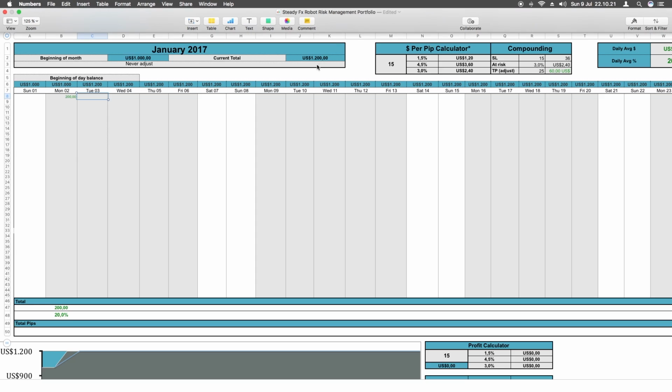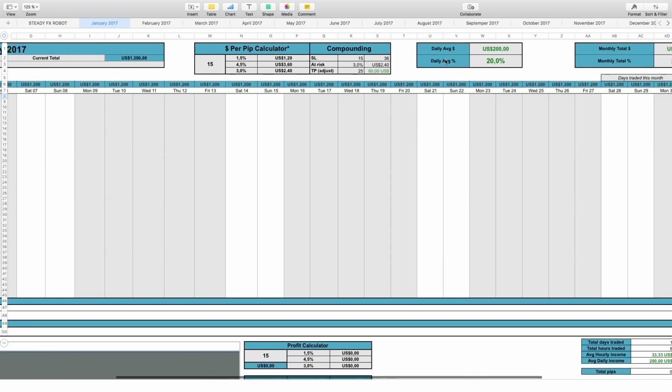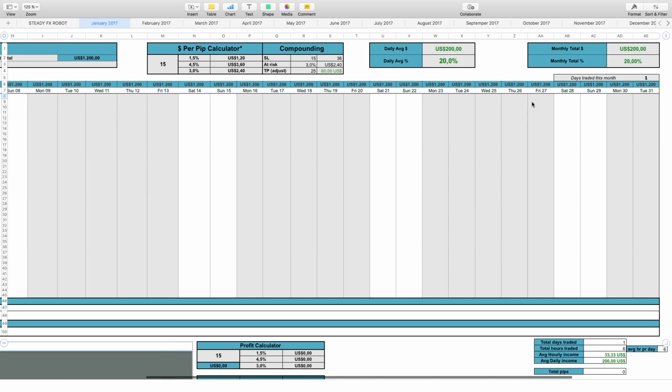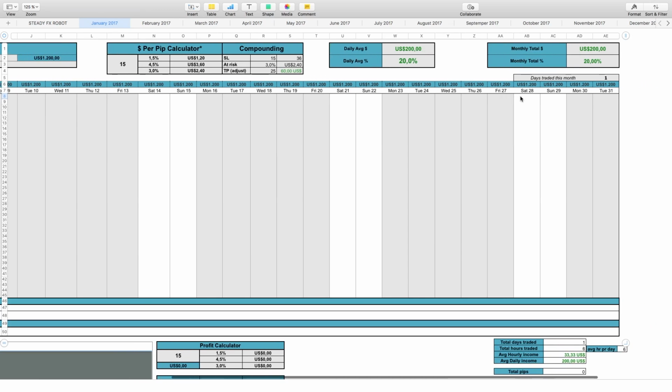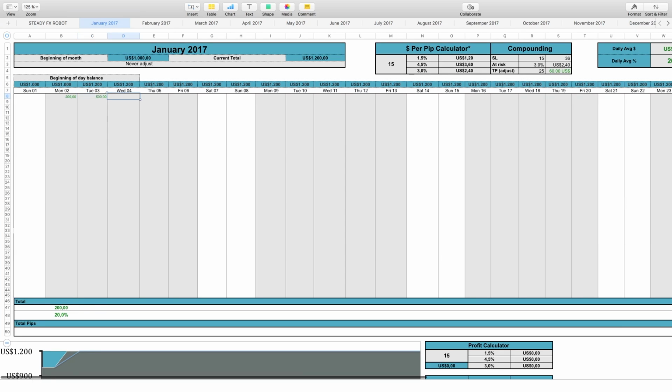day. Now you see your balance has increased, and you also have something called the per pip calculator that will also increase depending on your balance. You've got your daily average, which is divided across all trading days, and you've got your monthly total and your monthly total in percentages. So if we put in some more numbers, you'll easily see an increase in balance, and also the numbers I'm writing right now will be smaller in percentage terms per day since your account is growing.